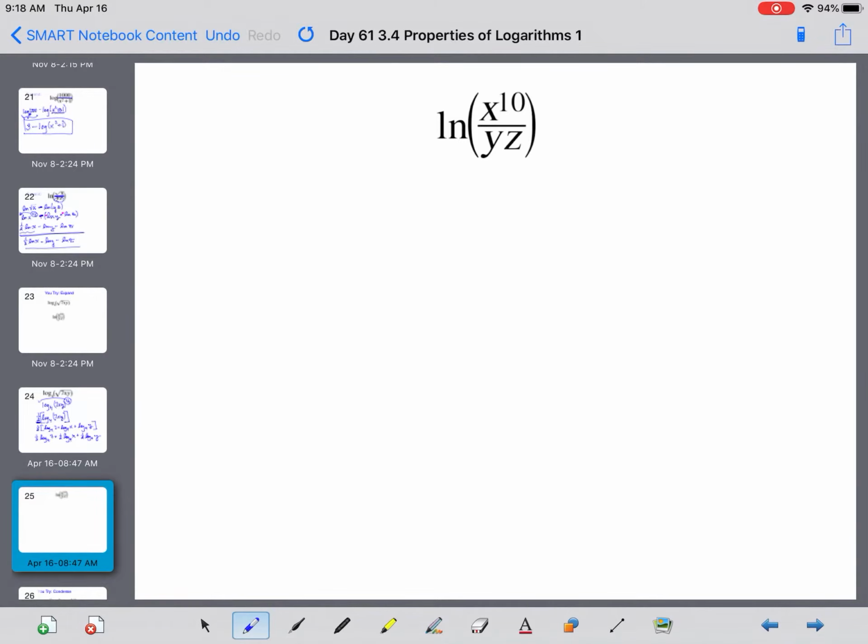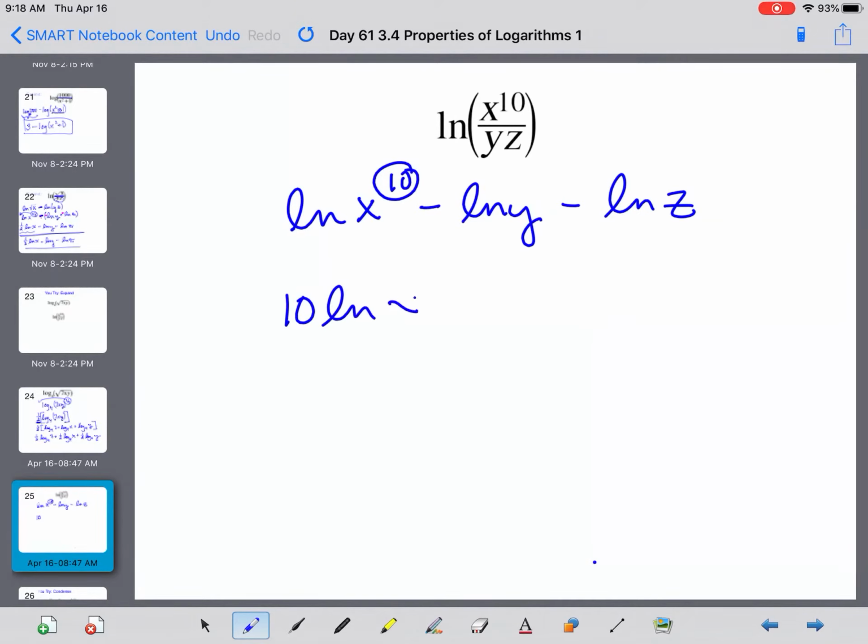The second one, same idea here. Let's just dive in. So we have natural log of x to the 10th power. That's in the numerator position, so that's going first. And then the y and the z are both in the denominator position, so that tells me I am going to be subtracting both of those. So minus natural log of y, and then minus again the natural log of z. And then the only thing it looks like I can do here is move that exponent out front. So 10 natural log of x minus the natural log of y minus the natural log of z.